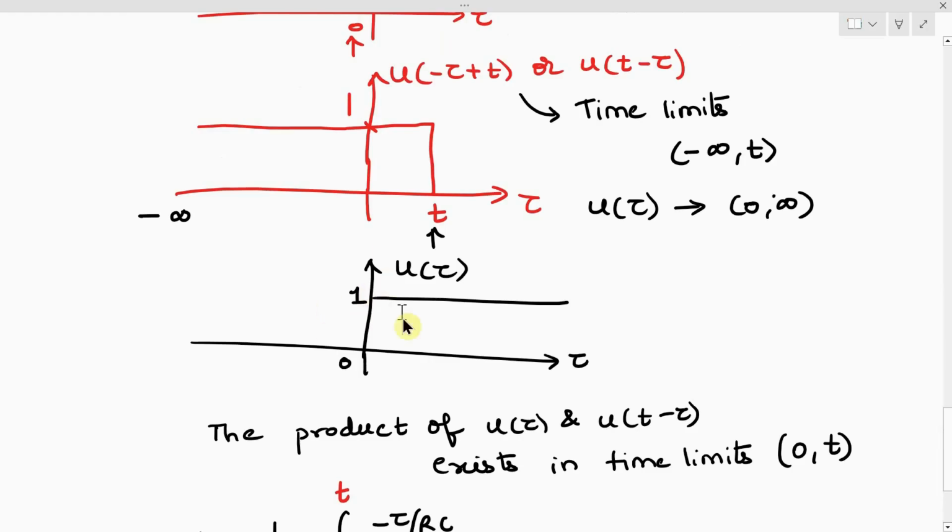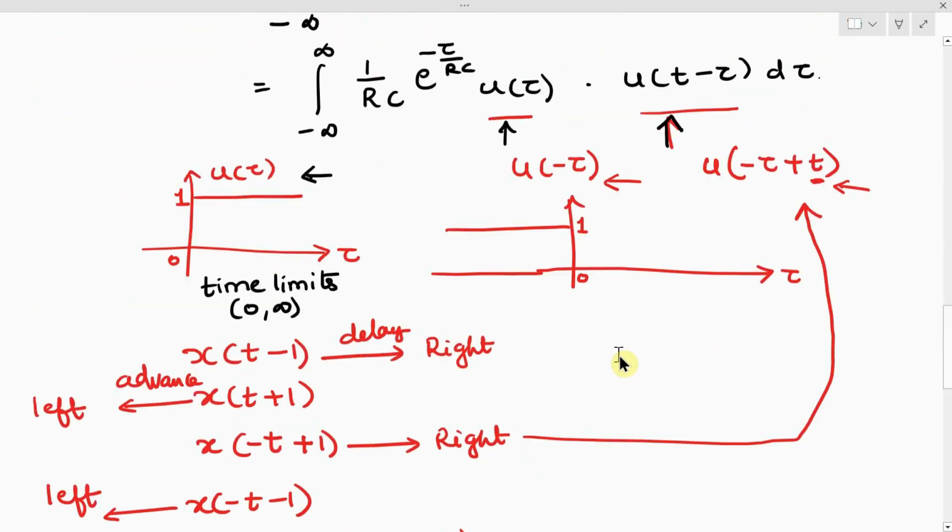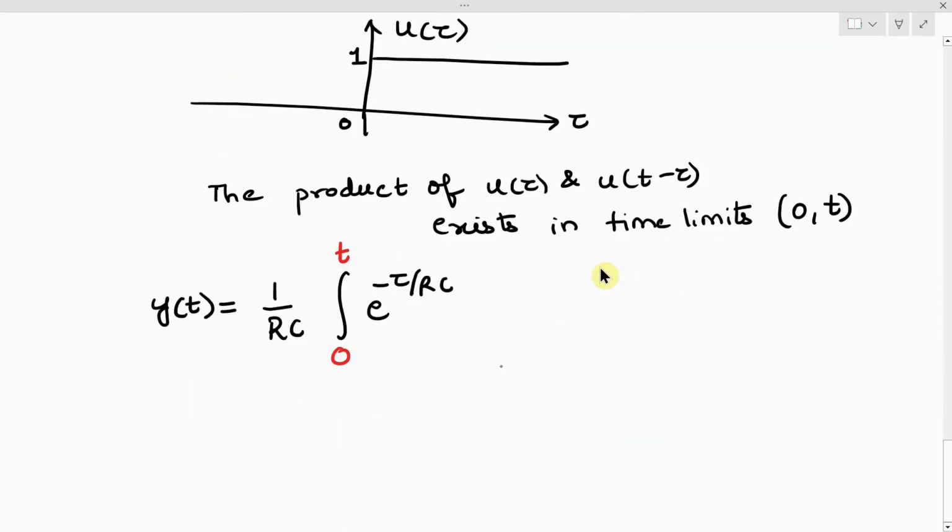What is the value of u of tau in this range? 1, right? And what is the value of u of t minus tau in this range? 1, right? So both the functions are unit step. That's why these values become 1. And finally, so you have 1 and 1.